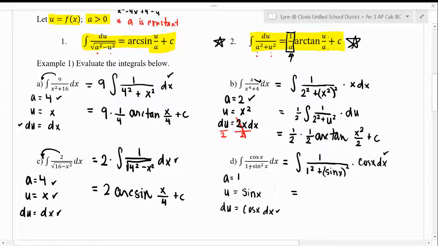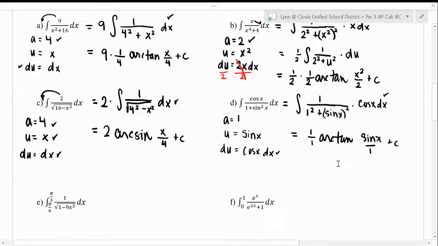So this is going to be an arctangent pattern because I have an a squared plus u squared. So I'm going to be back up into the arctangent. So that would be 1 over my value for a, which was just 1. And then arctangent of u, which was sine of x, over a, which was 1. And there you go. Perfect.